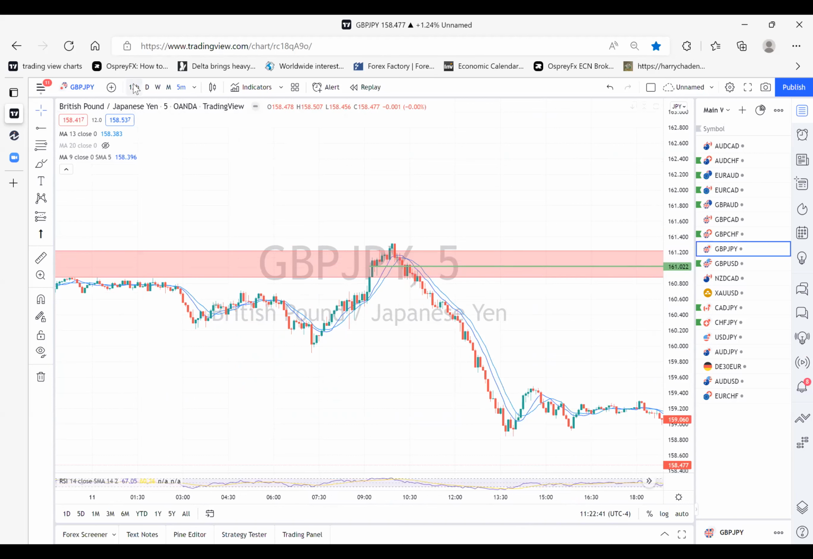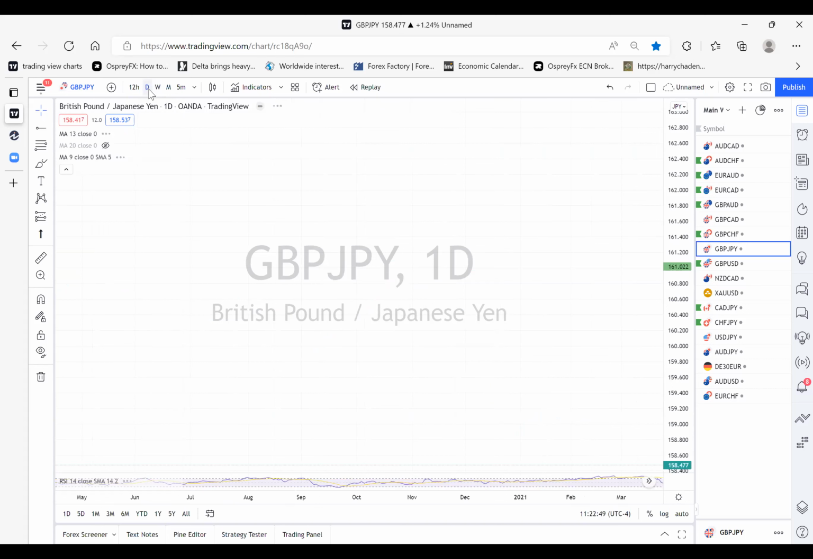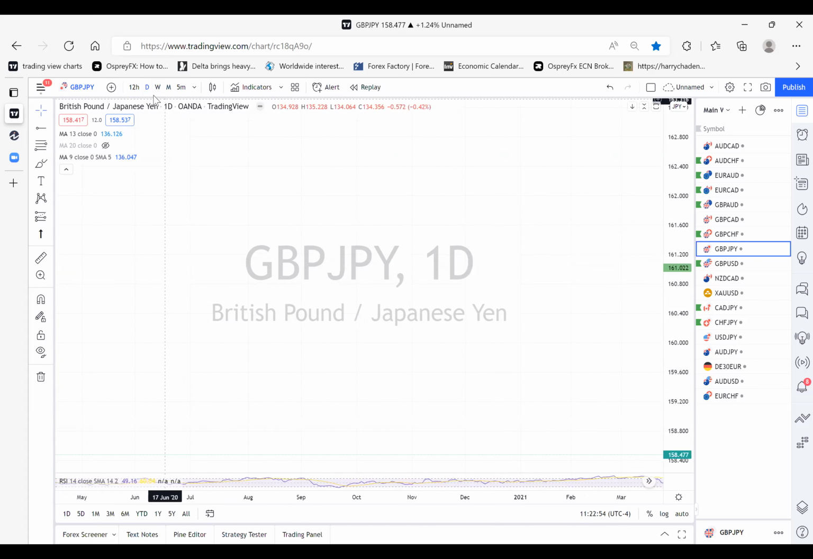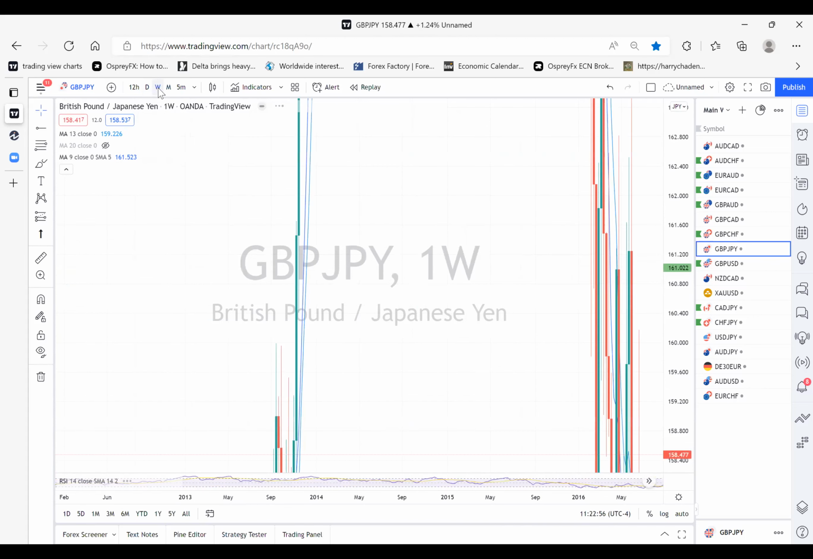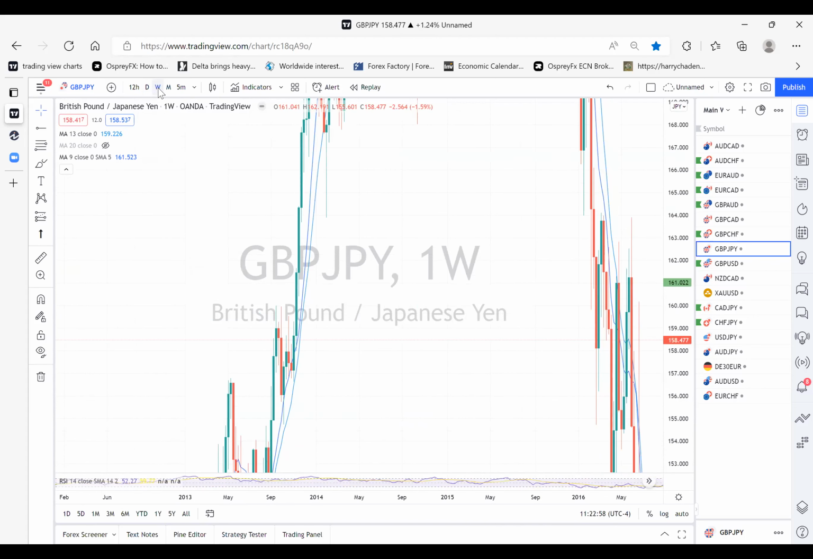How many of you knew that the Japanese yen was a risk-off currency? How many of you guys know the difference? What is risk-on, risk-off?